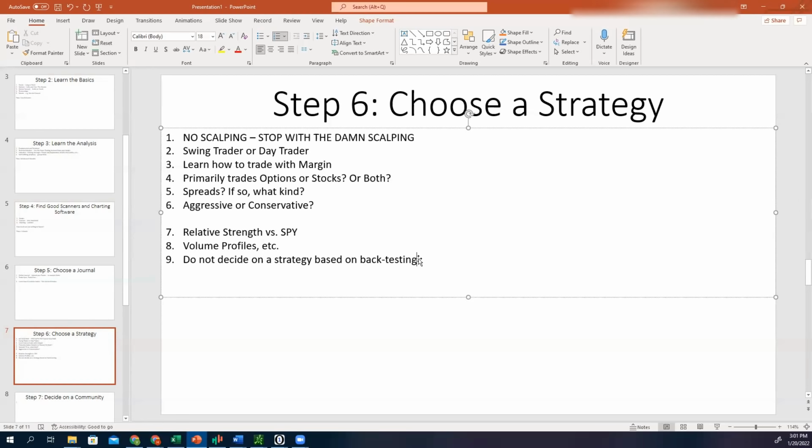No, you want to see the strategy implemented in real time. That is why I post all my trades in real time, because you can see the strategy working or not working in real time, implemented.